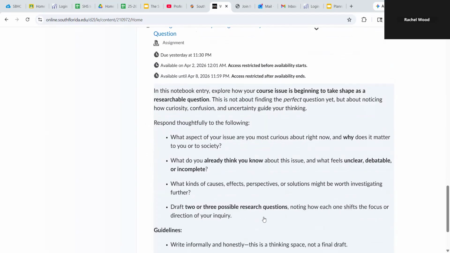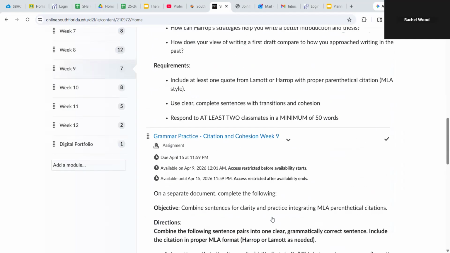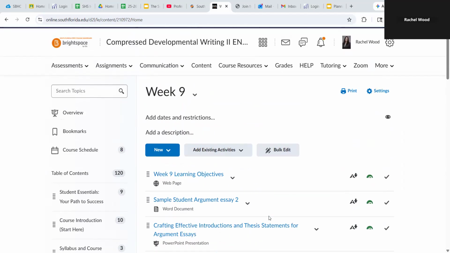And you can draft 2 or 3. You don't necessarily just have to draft 1 because sometimes when you begin writing, more than one question emerges. And in the writing process, things tend to change and morph anyway. You can write informally and honestly. I'm not grading on perfect grammar here. It's a thinking space. It's not a final draft. It's just for me to be able to give you feedback on what direction to go in. And so it's okay if your questions feel messy or unfinished. The revision is part of the process. So that's what you'll be doing this week in your class.